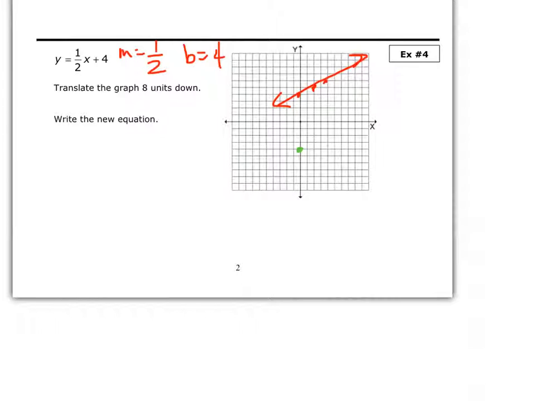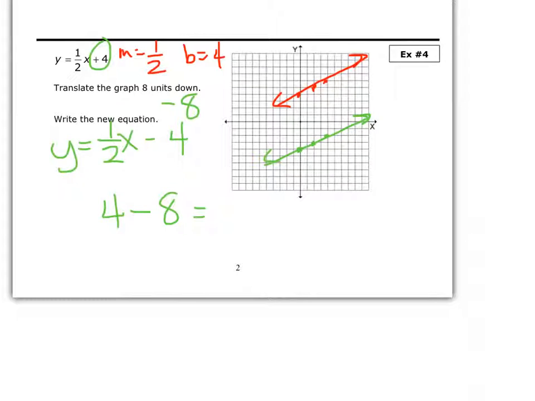So I'm going to start at the green dot and go up 1 over 2. I'm going to do the same slope again. Okay, and I can graph it. But if I'm going down 8 units, which I can think of as -8, my new equation will still be y equals 1/2 x, but my new y-intercept is -4. You could think about taking the +4: I went down 8 units, and when I do 4 minus 8, I get -4, which represents that new y-intercept.